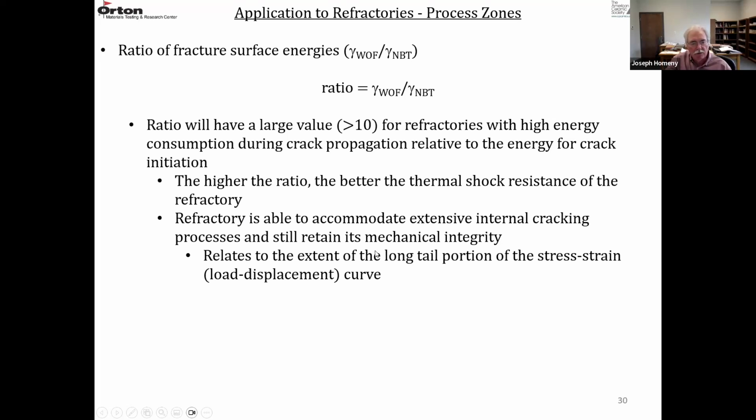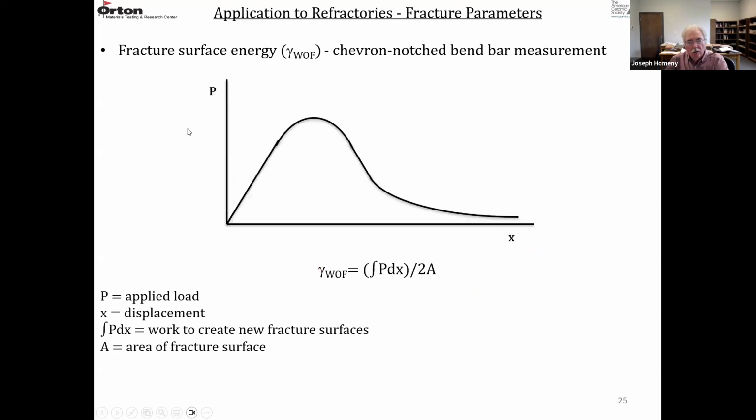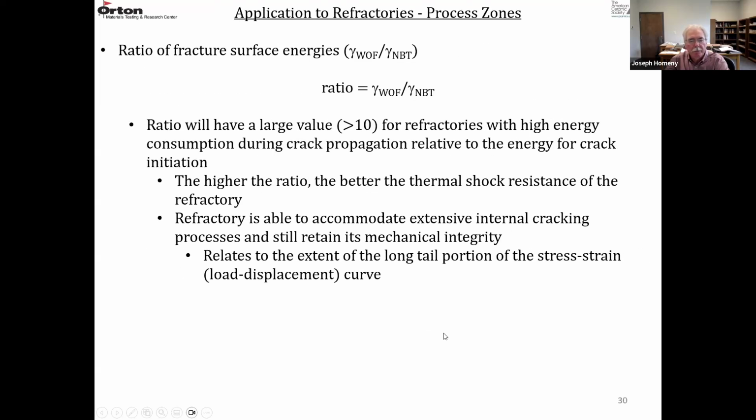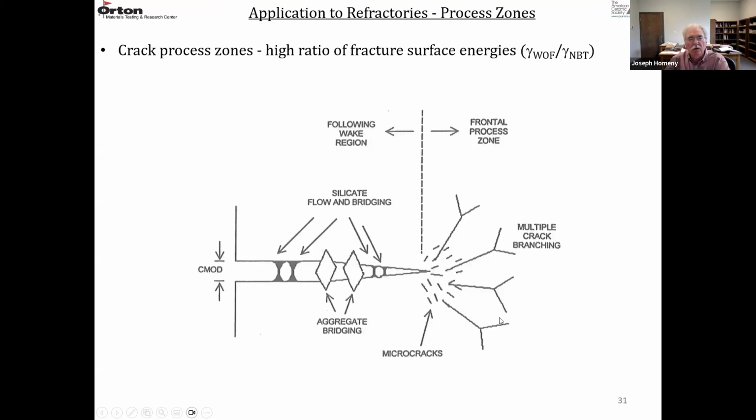integrity during the application. The higher the ratio, it usually has a material with a long tail in the stress strain curve. So going back, the longer this tail, the higher the work of fracture, the better the thermal shock resistance. So if you're making a series of refractories and you're varying the microstructure and you want to evaluate them, you can obviously run a thermal shock test. You can also make these measurements, which are pretty simple to do, to give you some insight into how you're improving the thermal shock resistance.